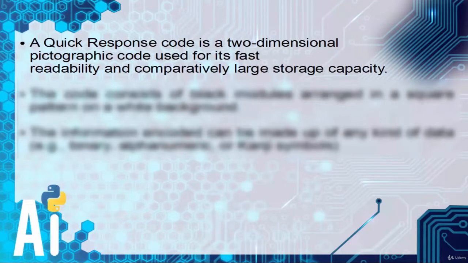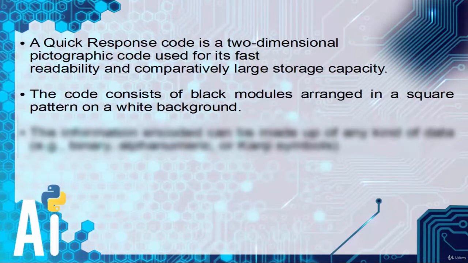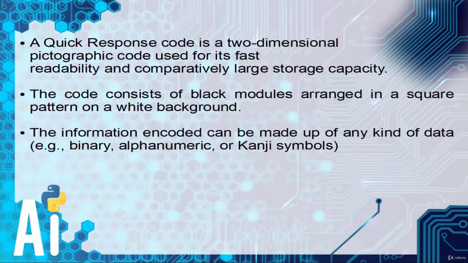A quick response code is a two-dimensional pictographic code used for its fast readability and comparatively large storage capacity. The code consists of black modules arranged in a square pattern on a white background. The information encoded can be made up of any kind, for example, binary, alphanumeric, or any symbol system.